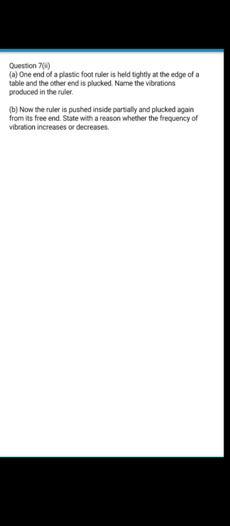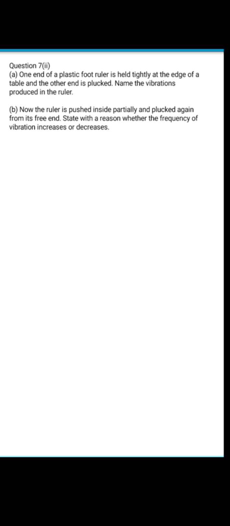Although in reality, after a while, it will stop vibrating. It will convert into damped vibration. But if I consider the case that there is no resistive force around it and on plucking once the object is vibrating on its own, the answer will be natural vibrations. Okay. Now the ruler is pushed inside partially and plucked again from its free end. State with a reason whether the frequency of the vibration increases or decreases.